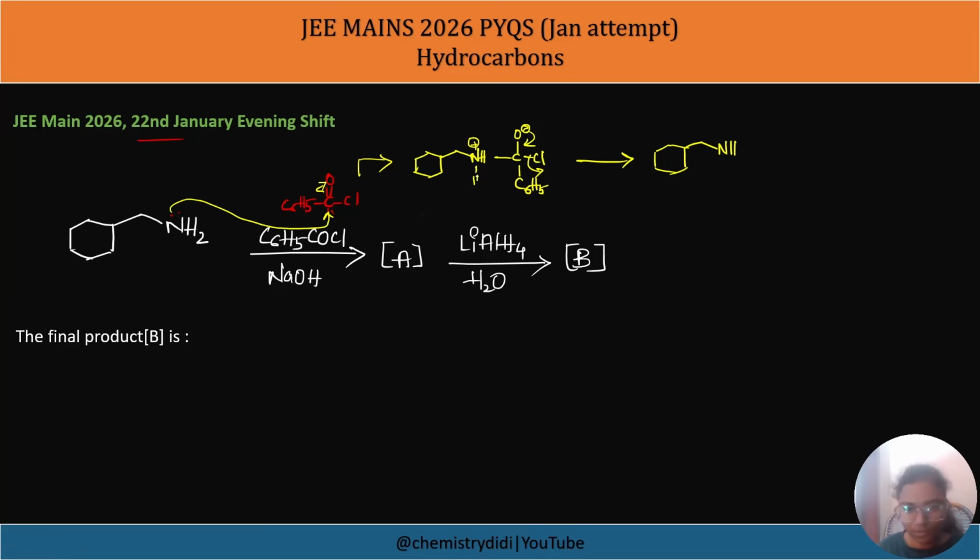So here one hydrogen is there, right? This will leave and the bond shifts towards here, and overall we'll get this product. Here we'll get C double bond O C6H5.